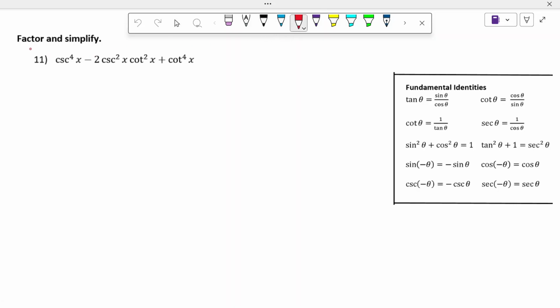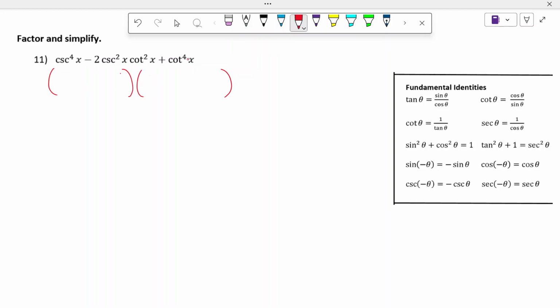This problem says to factor and simplify. So we have this large expression here with all kinds of trig going on, and we need to factor and simplify. Factor means this is like a standard form, and we need to factor it into factored form. Some people might just be able to look at it and realize what would multiply to make this. Well, it's cosecant to the fourth power, so we'd need two of them here and two of them here if we split them evenly.